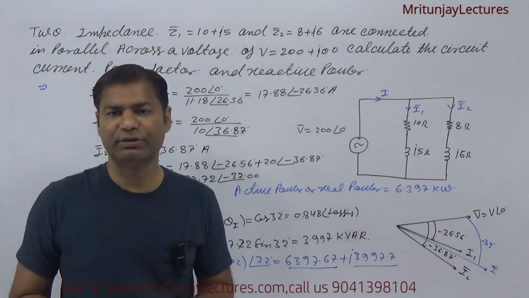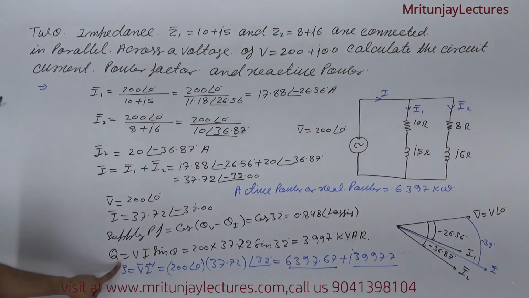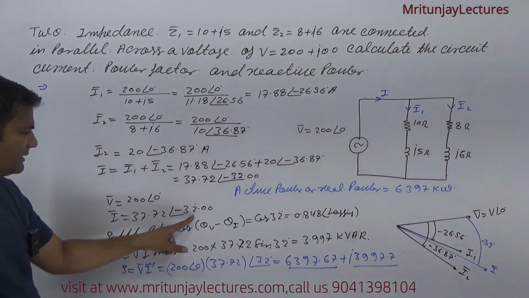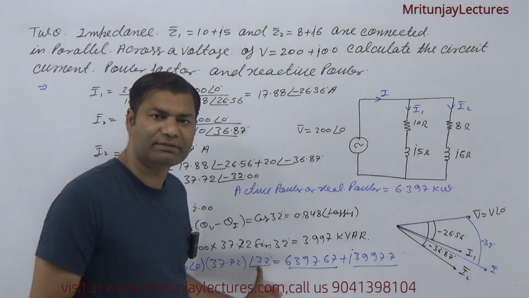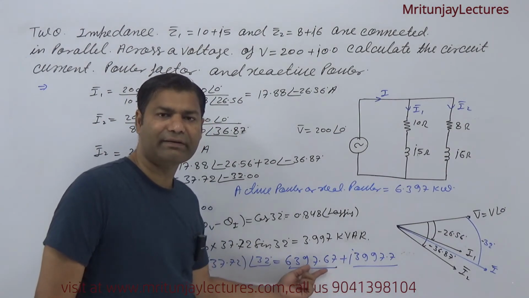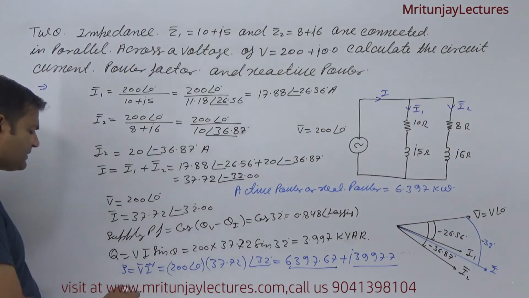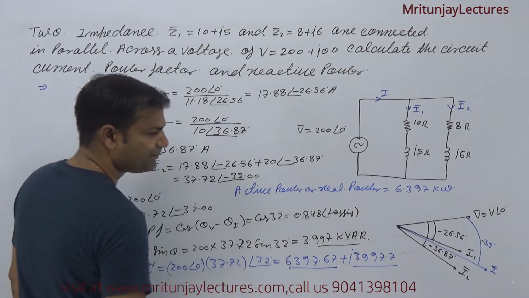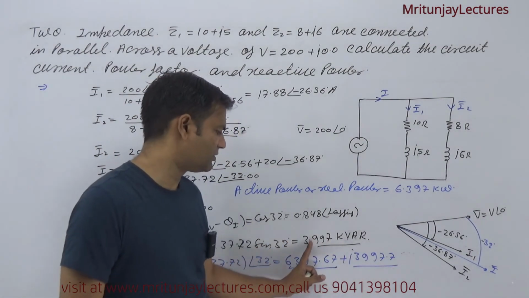You can also determine it with another method. I know that S is equal to V times I conjugate. So V is like this one, and I is like this one. For the conjugate of I, if the angle is negative then it is converted to positive, and we get this and this. This is the active power and this is the reactive power. So with the help of this method or that method, we get the same result. Okay, that is VAR. If you convert to kVAR, then we get like this one.